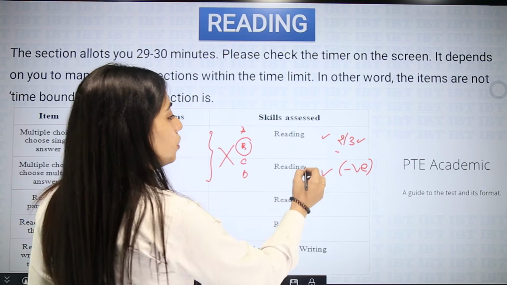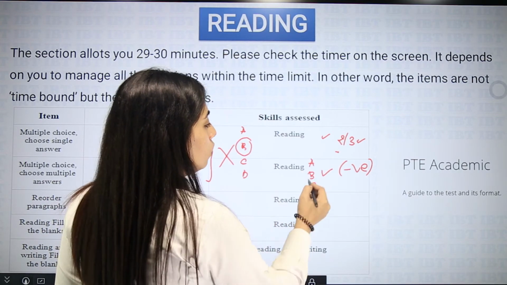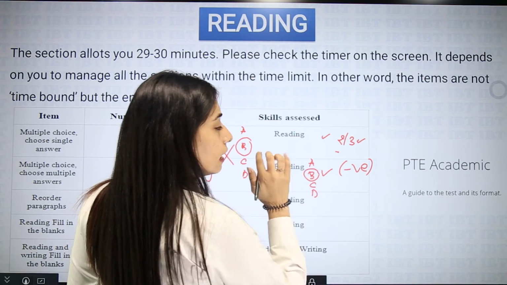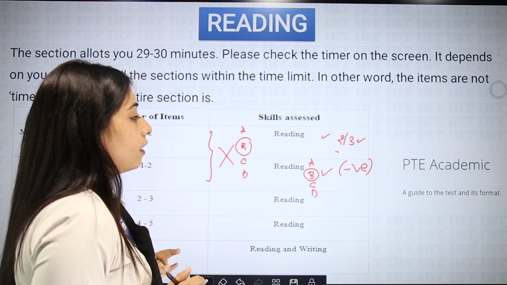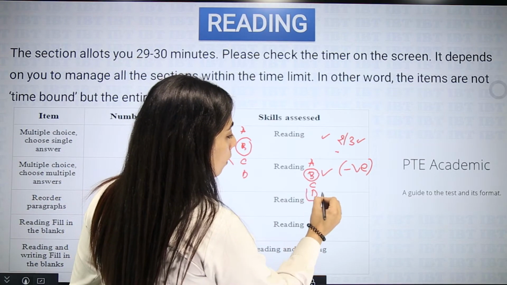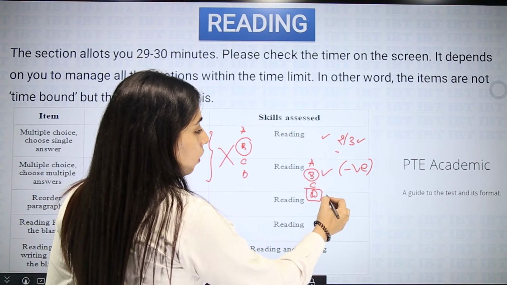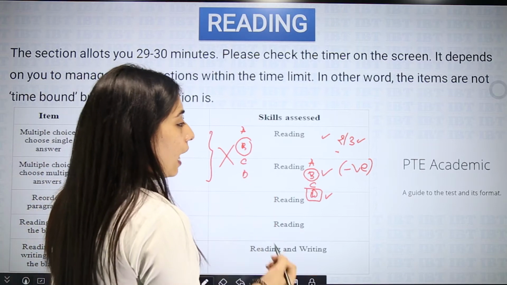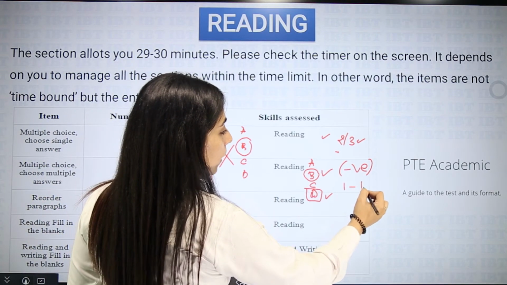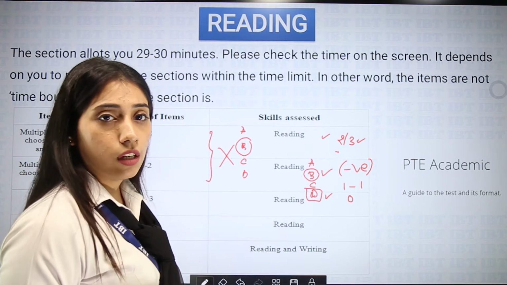So for example, you have options like A, B, C and D. Right? You're sure about option B, that this is 100% accurate and this is the correct option that I have chosen. But you are doubting in terms of this option. But while attempting, you have clicked on this as well. So because of multiple answer, you will have a negative score, that is 1 minus 1, 0. So you'll end up getting 0 in that particular question.